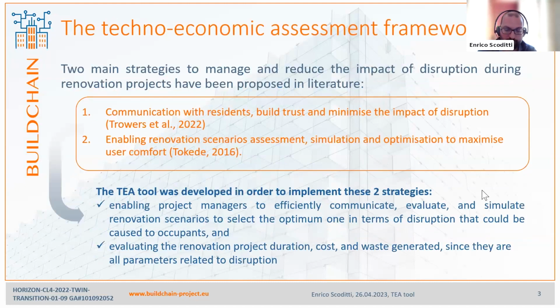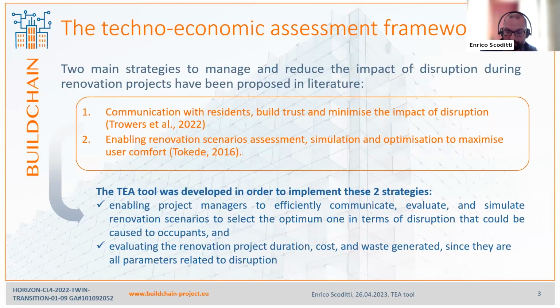Two main strategies to manage and reduce the impact of disruption during renovation projects have been proposed in literature. First, communication with occupants to explain the renovation process, build trust, and minimize the impact of disruption. Second, enabling renovation scenarios assessment, simulation, and optimization to maximize user comfort and minimize disruption.